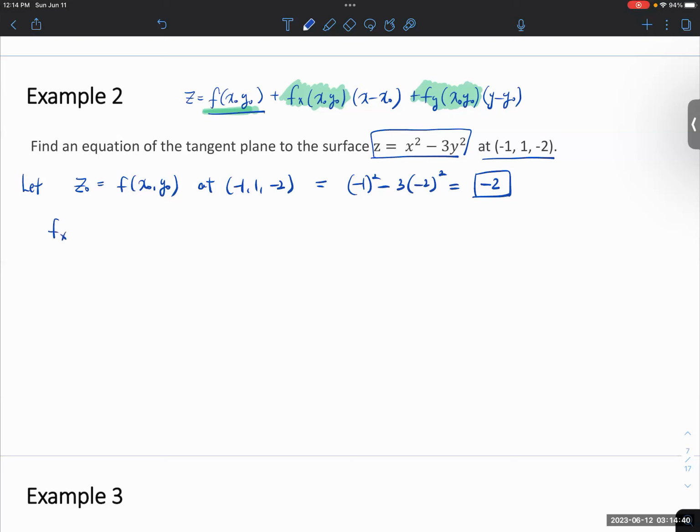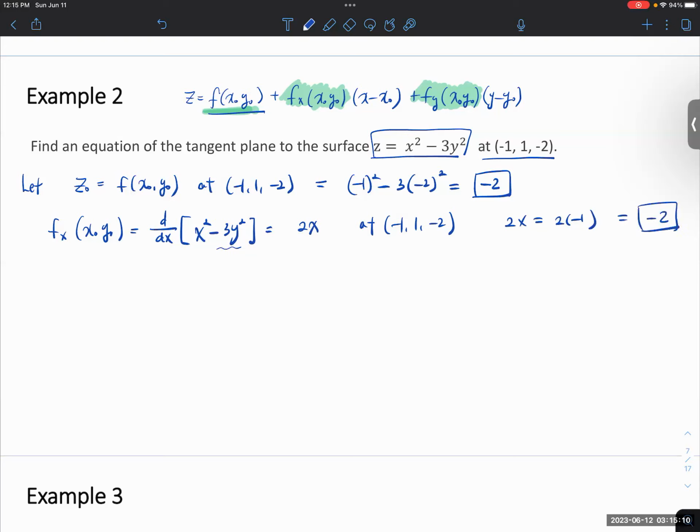And then the partial derivative with respect to x, so d over dx, we have x², 3y², so that would be 2x. And then y is going to be constant, nothing there. And then x, we know negative 1, 1, negative 2. So 2x is going to be 2 times negative 1. We have a negative 2 for the partial derivative with respect to x. So same thing, y.